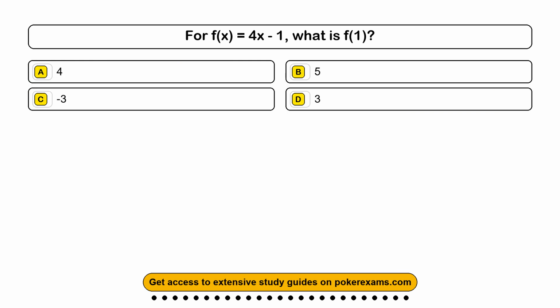Question 15. For f of x equals 4x minus 1, what is f of 1? Option A, 4. Option B, 5. Option C, minus 3. Option D, 3.